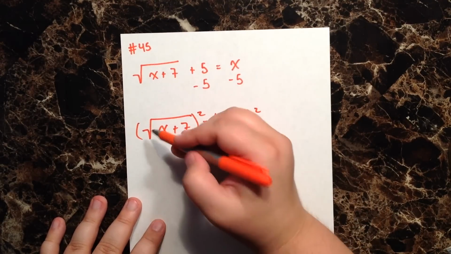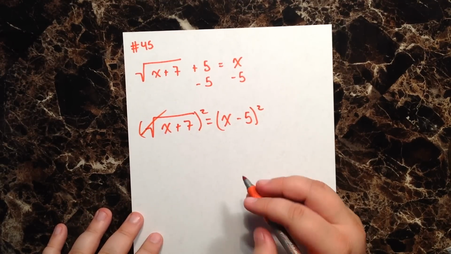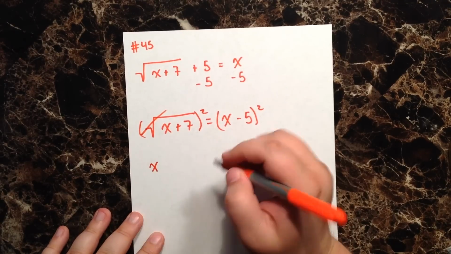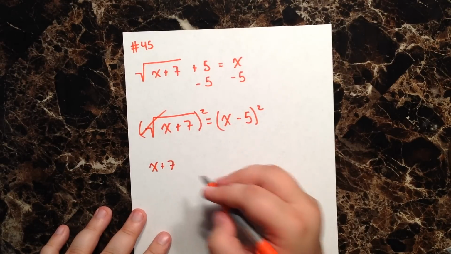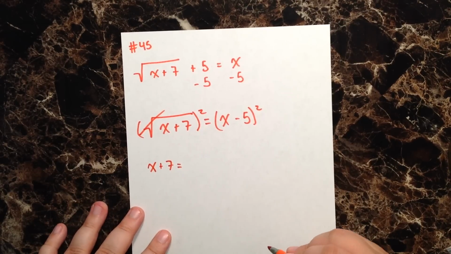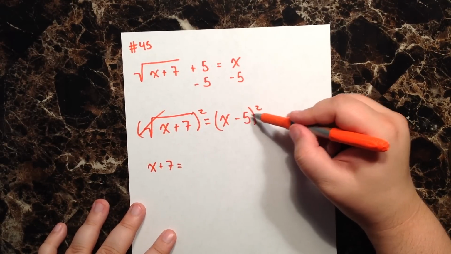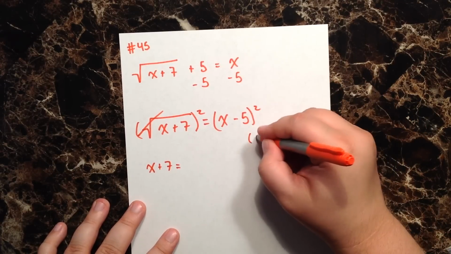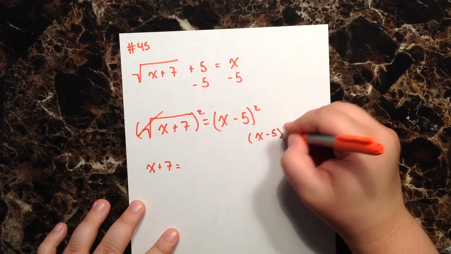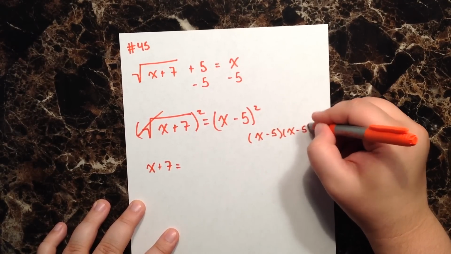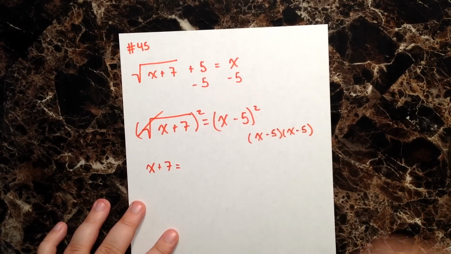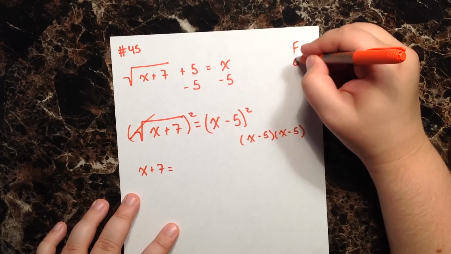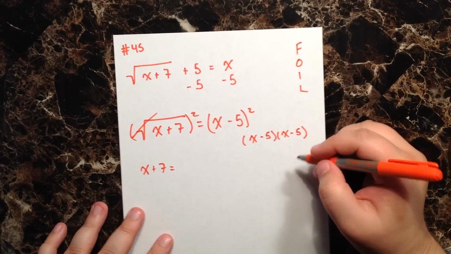On the left-hand side, when I square my radical, the radical goes away, and I'm left with whatever was originally under the radical sign, which in this case is x plus 7, equals x minus 5 squared. What does it mean when we square something? We write it out twice and multiply, don't we? So in this case, we have a binomial times a binomial, and by now we've done enough of these, we know we're going to FOIL.